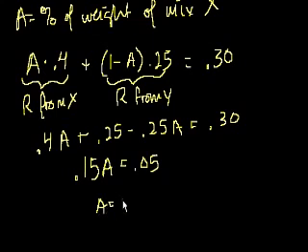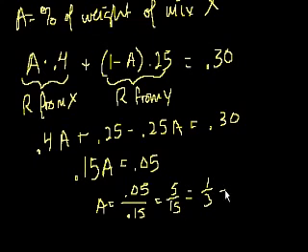So A is equal to 0.05 divided by 0.15, which is the same thing as 5 over 15, which is equal to 1/3, which is equal to 33.33%, which is choice B.